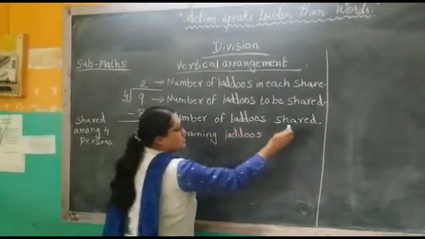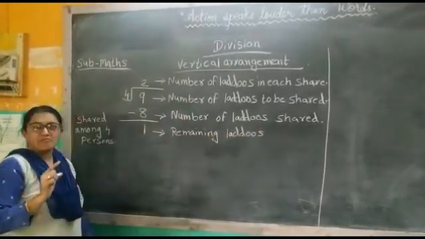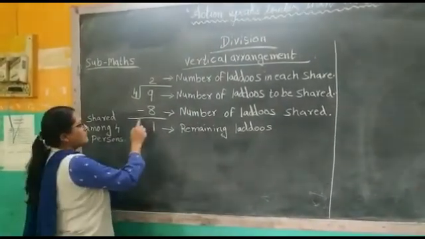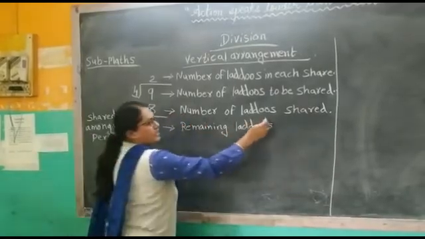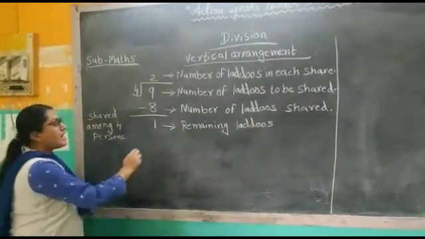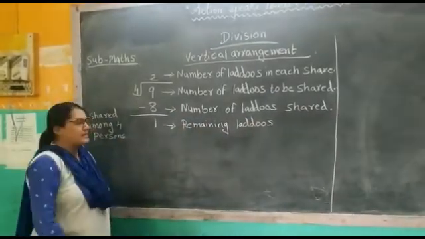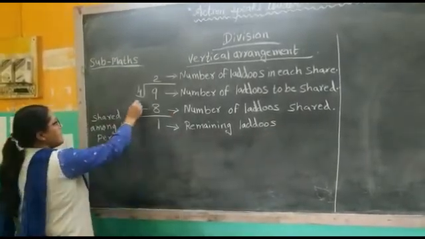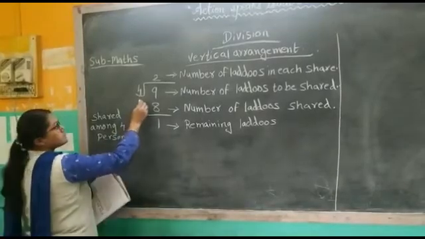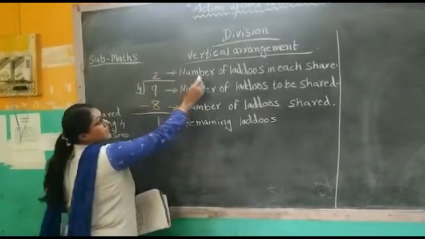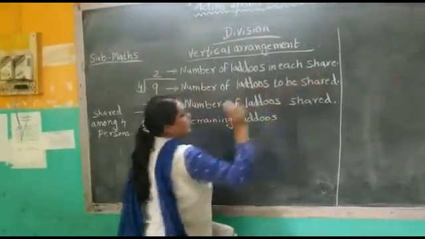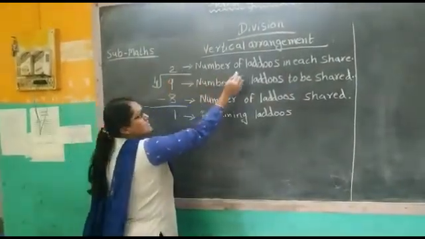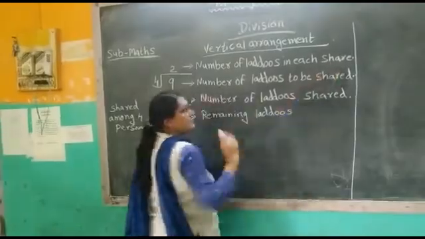Now what is it? The number of laddus shared. How many laddus have we shared, children? We have shared 8 laddus. Now how many laddus are remaining? Now we have divided by 4. So 2 laddus in each share. Now how many laddus does each one get? 2 laddus each one gets.